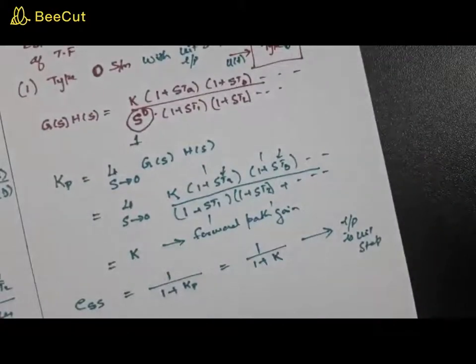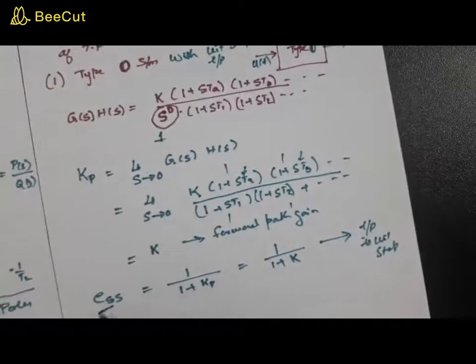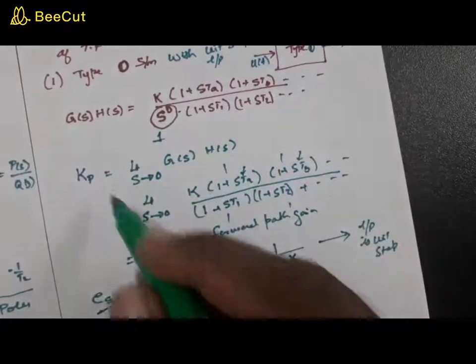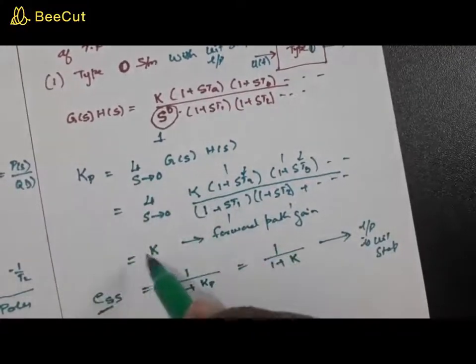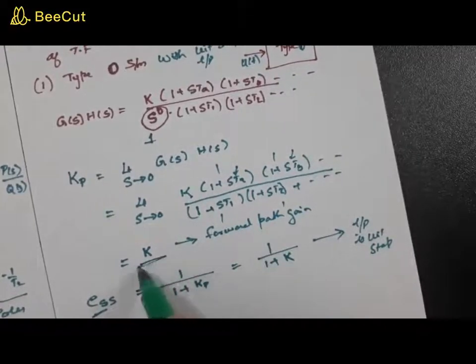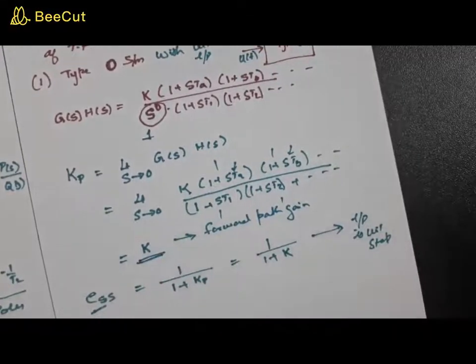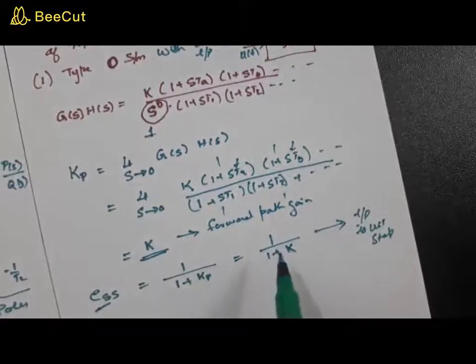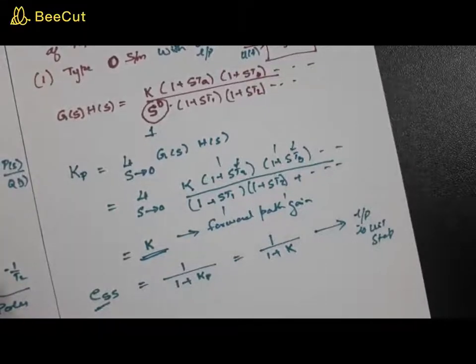So when you find out the output, the steady state error, we know that this is 1 by 1 plus kp. But from this we understood that when you apply this kp to the general transfer function of a type 0 system, we found it to be the forward path gain. So it is equal to 1 by 1 plus k. This is the case for a unit step input.